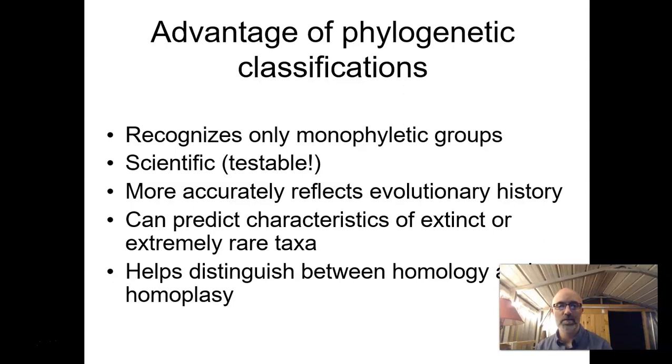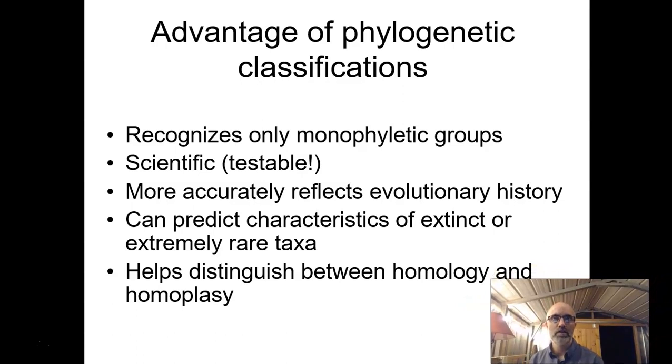We'd be paralyzed with chaos. So, phylogenetic classifications using cladistics only recognize monophyletic groups. These are testable hypotheses. It is our best, most accurate reflection of evolutionary history. And it's interesting, they have predictive power. We can look at extinct species, and based on their character states, we can make a prediction about where they should fit into these phylogenies. And also, when you make the phylogeny, it can give you hypotheses to test about whether shared character states are homologous or homoplasious.